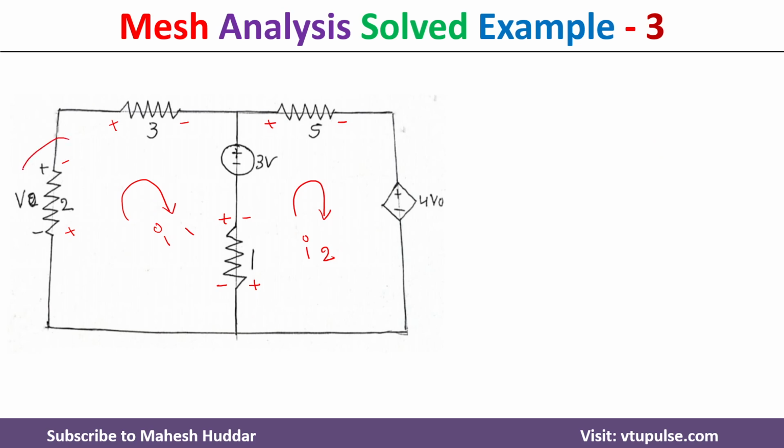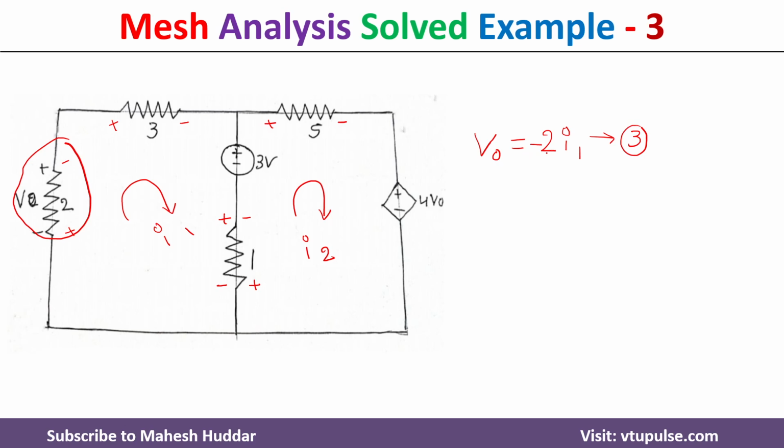But from here, we come to know that phi naught is equal to 2I1. This is plus or minus, depending on the direction of V naught and the direction of the current. Both the current direction and the voltage direction are opposite. So V naught is equal to minus 2I1. So make this one as equation number 3.